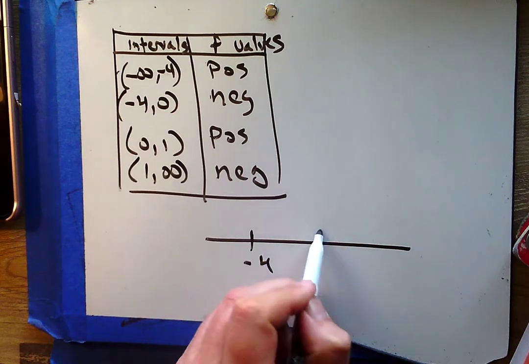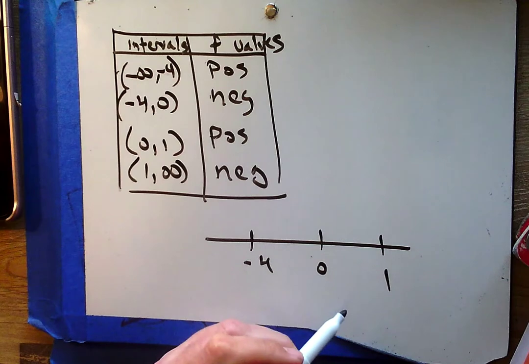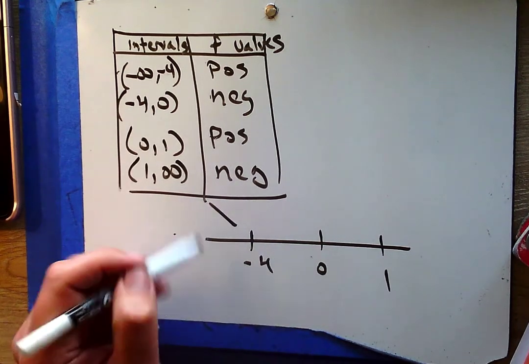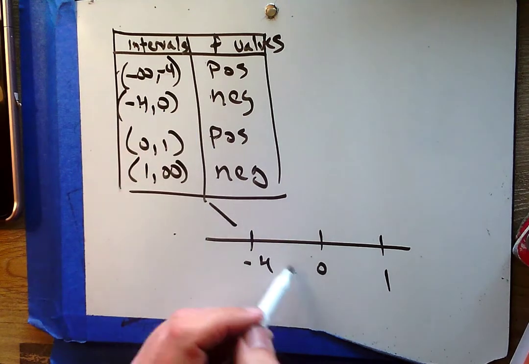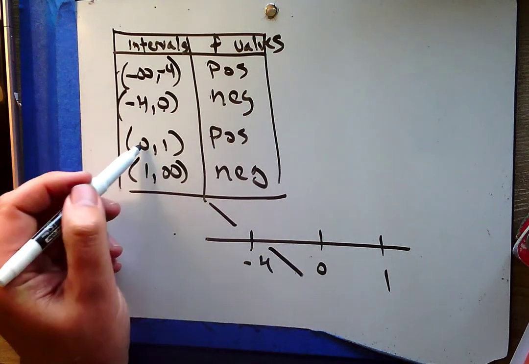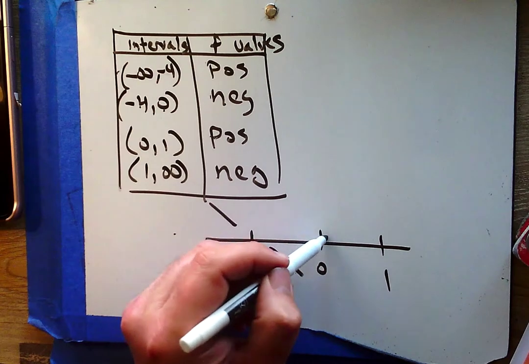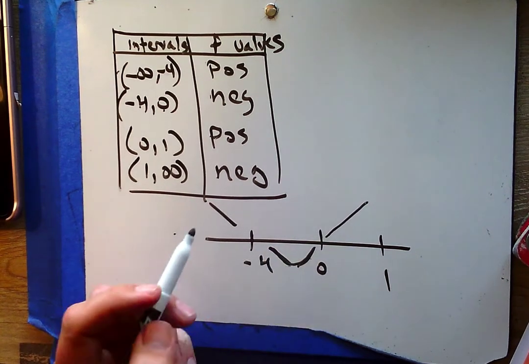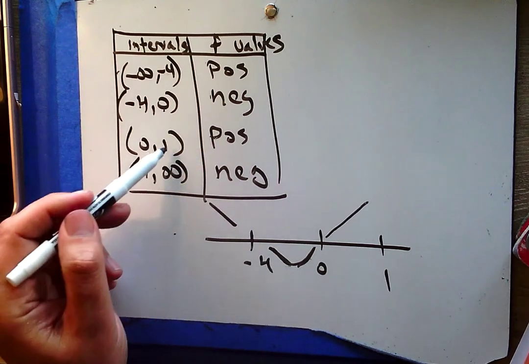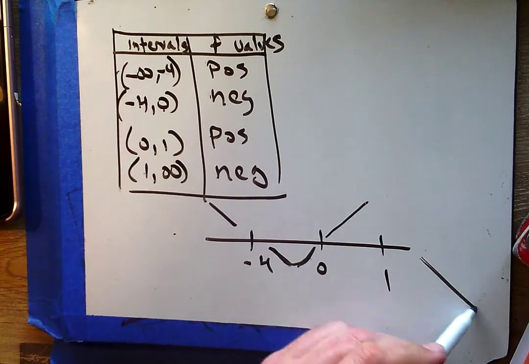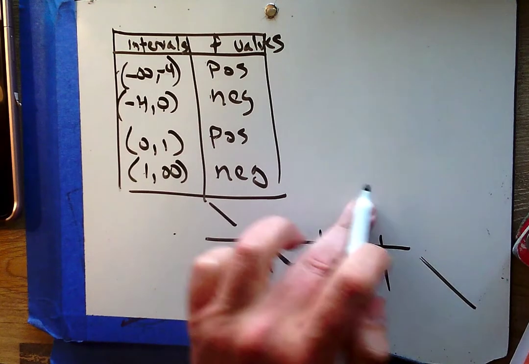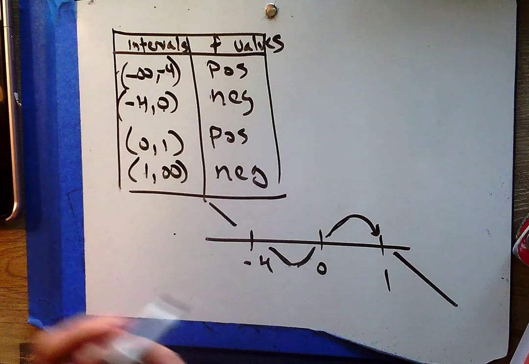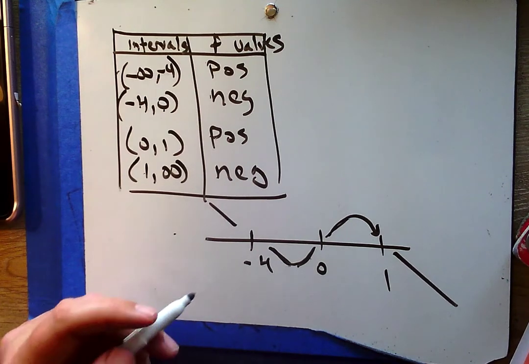So here's my negative 4, my 0, my 1. I know from negative infinity to negative 4, the function is up here. From negative 4 to 0, the function is down here. From 0 to 1, the function is up here. Ooh, so there must be some sort of bendy thing happening there. And from 1 to infinity, my function is down here. So I guess, again, there's going to have to be some bendy thing there. So what do you think? What can you say about this?